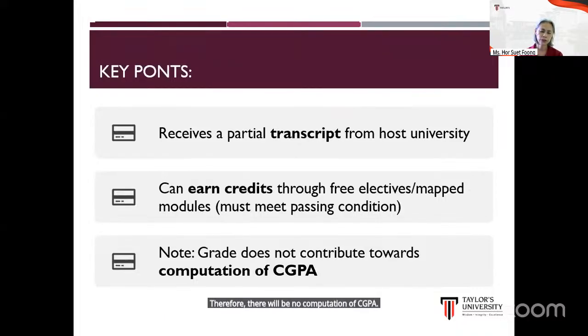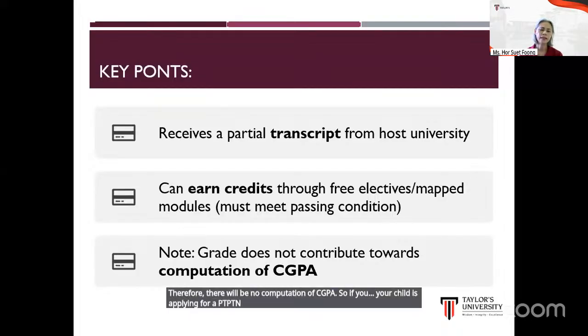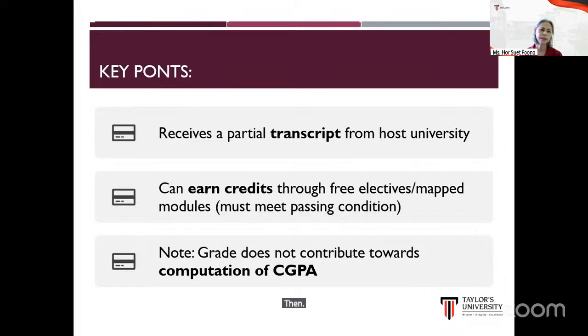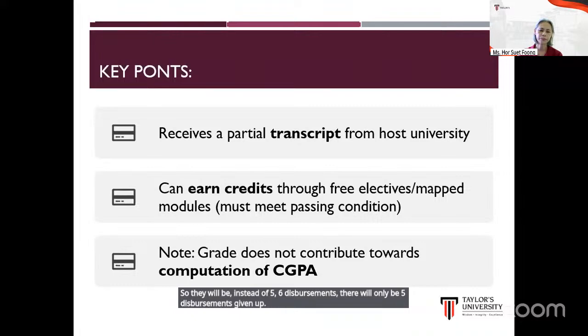So if your child is applying for a PTPTN, then there will be no disbursement of funds for that exchange semester. So instead of 5-6 disbursements, there will only be 5 disbursements given out upon completion of the program.